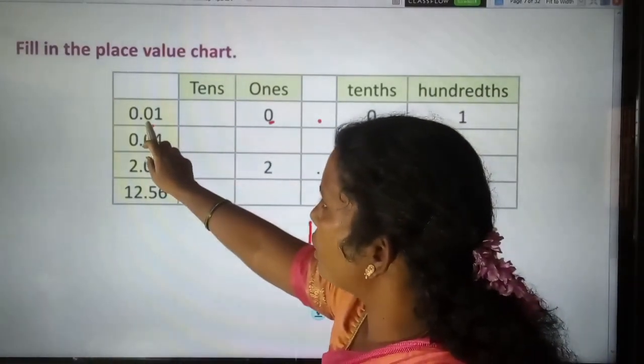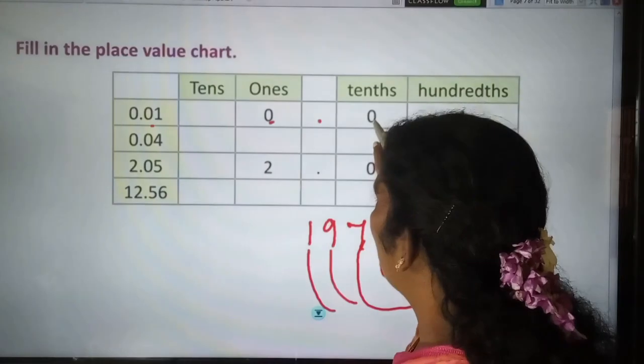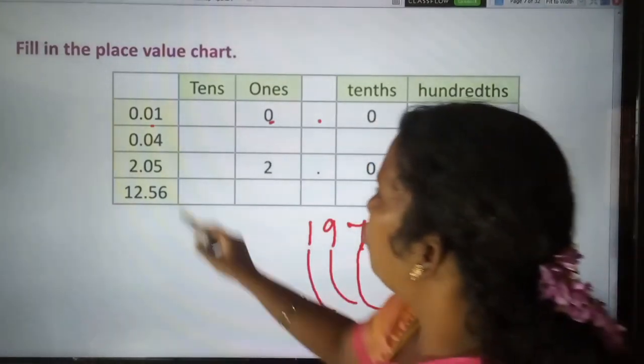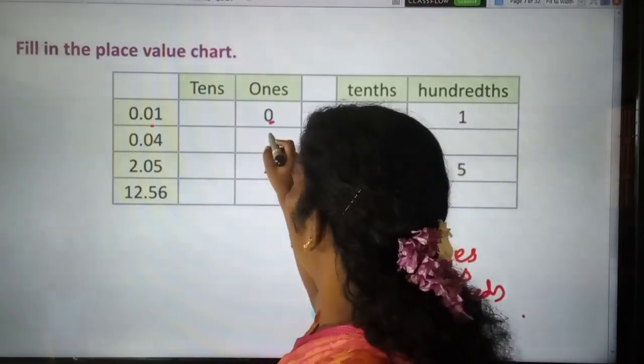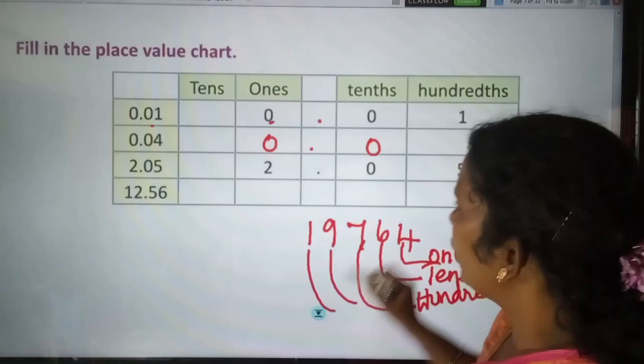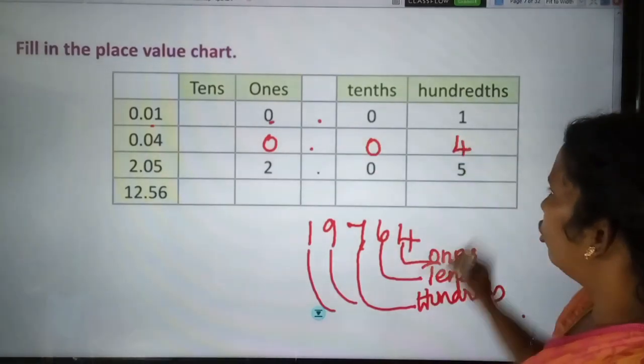Then in the tenths place, there is no number, so 0 is there. Hence, we have written 0. In the hundredths place, 1 is there. Then for 0.04, how will you write? 0. The tenths place again has 0, and the hundredths place has 4.